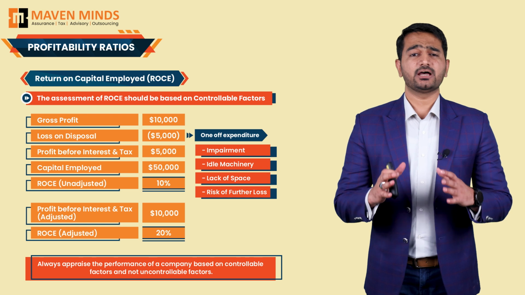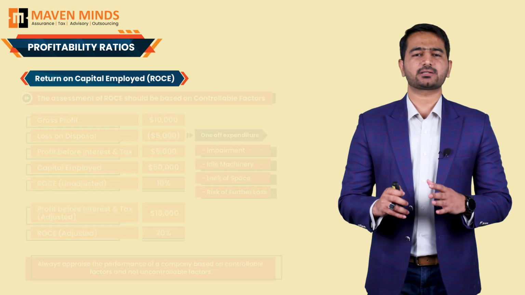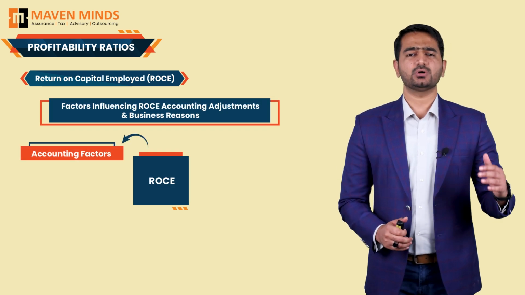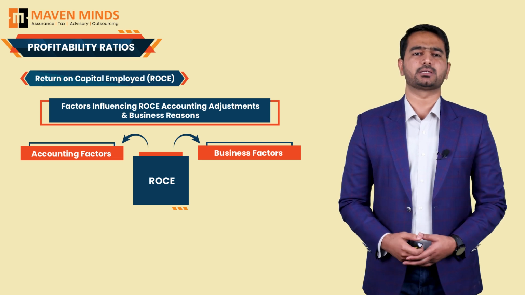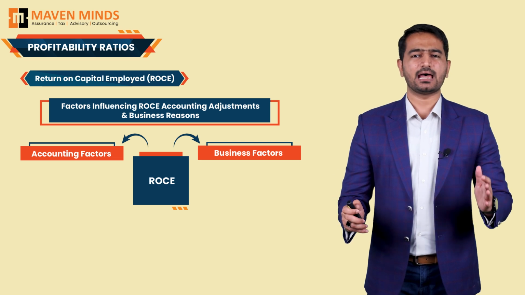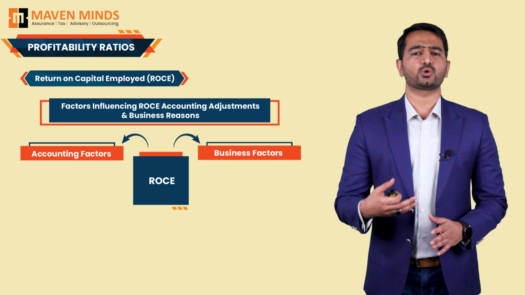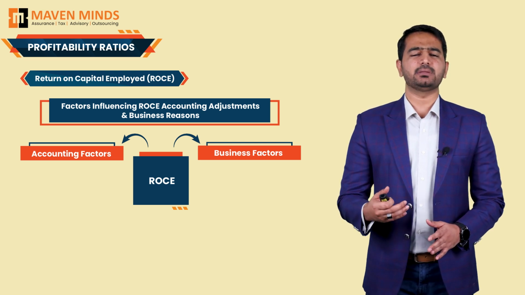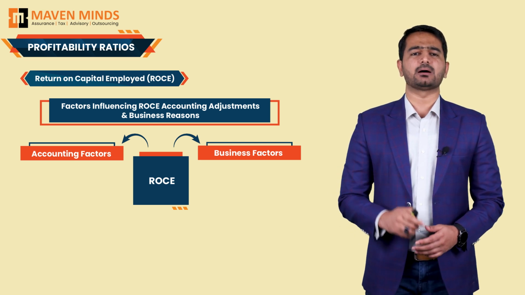Moving on, when you are appraising performance through return on capital employed, there are several factors to consider. There are some accounting adjustments and genuine business reasons that can significantly influence the return on capital employed. It's very important to differentiate between the accounting adjustments and the business reasons. Sometimes the return on capital employed is not so impressive simply because some accounting adjustments have been made into the financial statements, which can adversely affect the performance of the company.